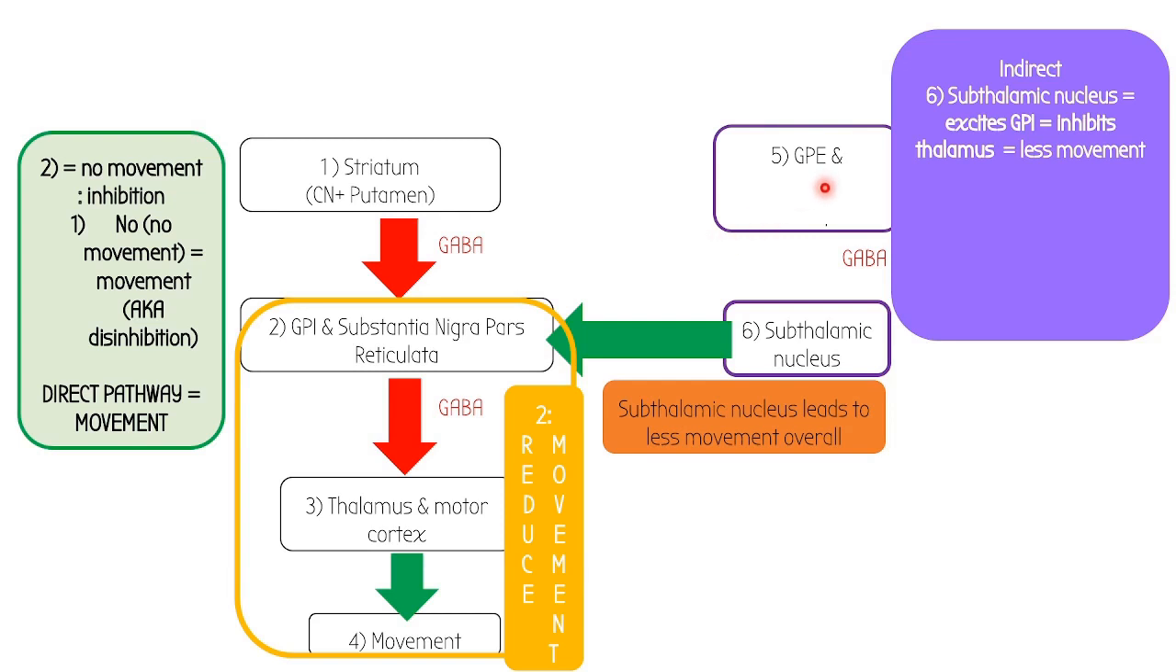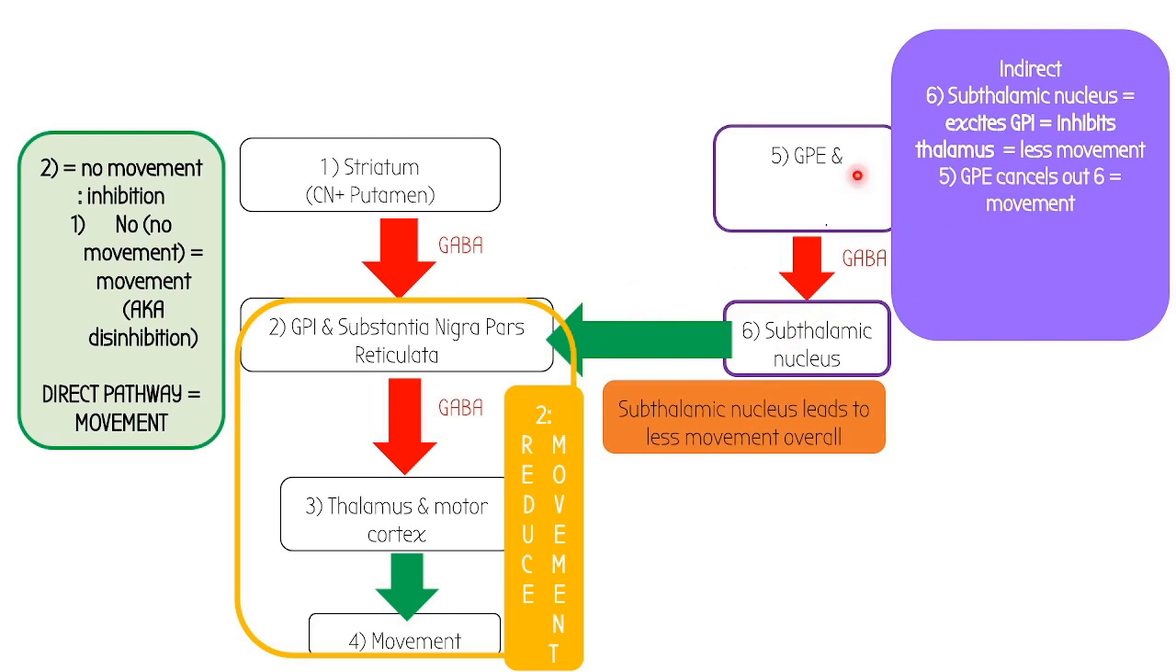So the globus pallidus external has a GABA, so inhibitory, input to your subthalamic nucleus. So if your subthalamic nucleus leads to less movement overall, and then you're inhibiting it, what are you doing? You're going to cancel that out. Basically, you're leading to more movement.